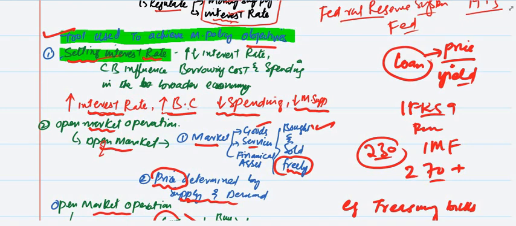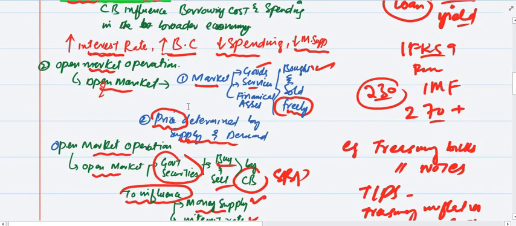Now, the second tool used by the central bank for achieving the monetary policy objective is open market operation. First, we have to understand what market means. Market means where the buyer and the seller are buying and selling. Then we call that a market.